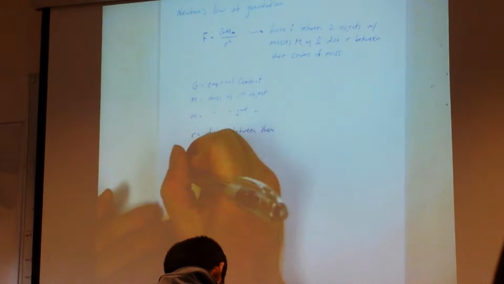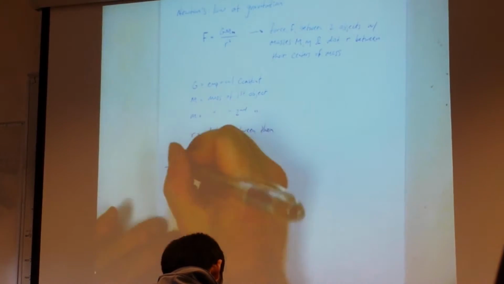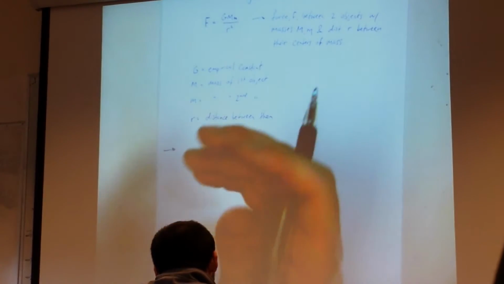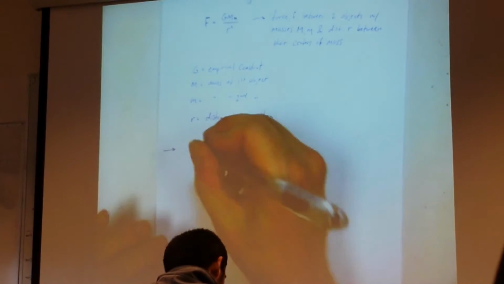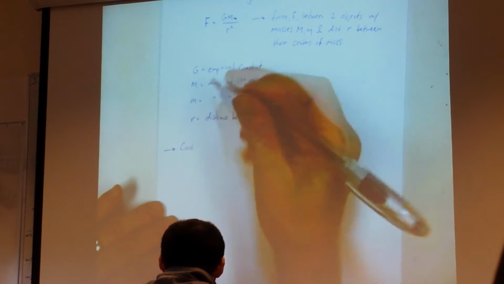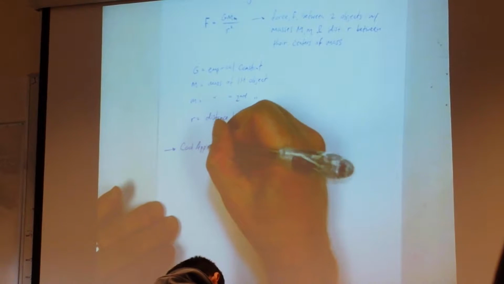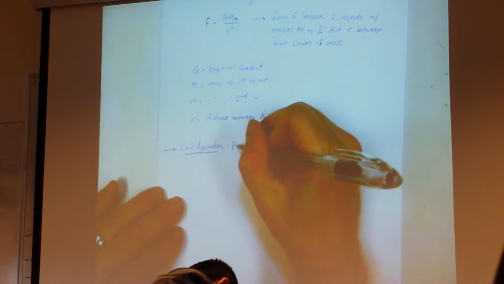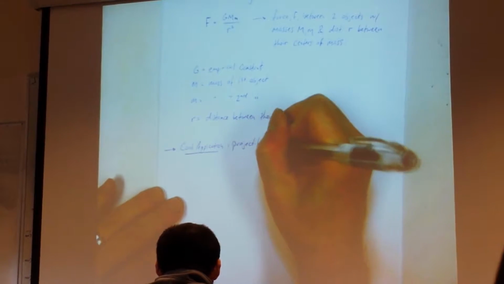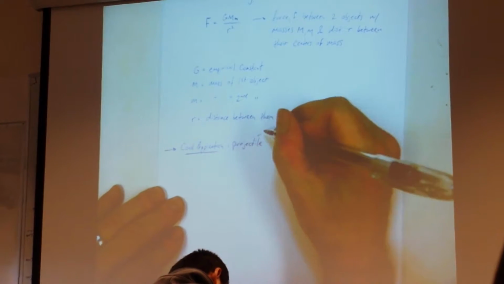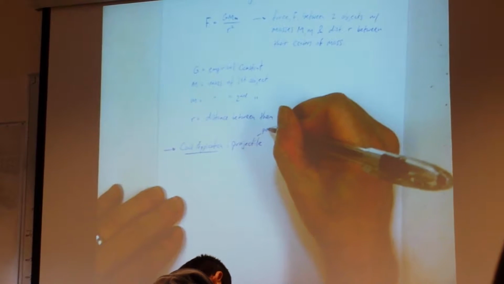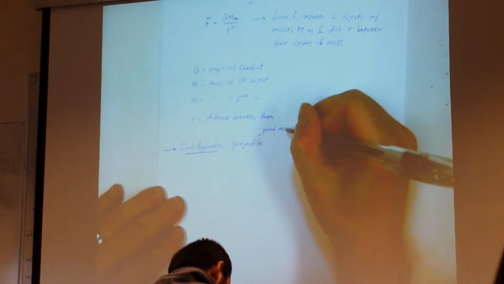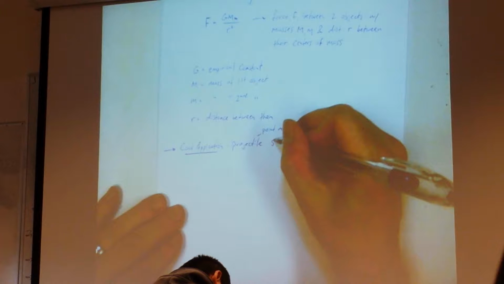And one thing that the book goes through, and I'm not going to solve this one because it's kind of cool to look at, is an object shot from the surface of the Earth. So the first object would be just the Earth. The second object would be this projectile, a point mass shot from the Earth.